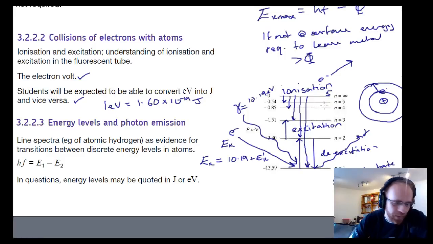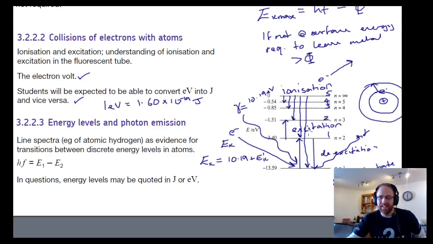Sure, a postman. And then if we go from here down, we get 4 possible transitions. From here down, we get 1, 2, 3 possible transitions. From here down, we've only got 2. From here down, we've only got 1 possible transition. So we've got 5, 10, 15 possible transitions from a free electron into the ground state or any other state of a hydrogen atom.